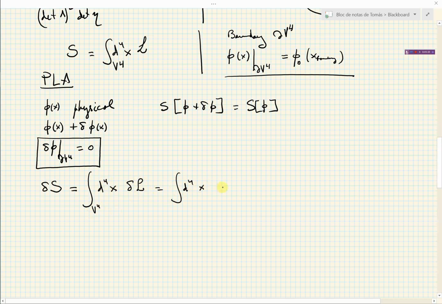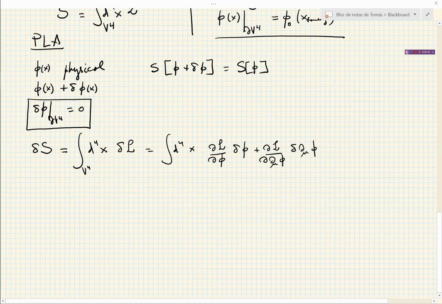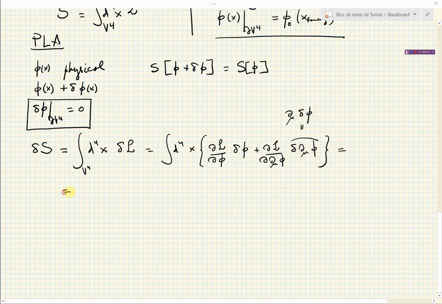So this variation will be, now we take the derivatives with respect to phi and the derivatives of phi. This is essentially the chain rule, and also the derivatives of the derivatives of phi, and nothing else, because we have assumed that L does not depend on higher derivatives of phi and does not have explicit dependence on the coordinates either. And in order to find something only proportional to delta phi, you have to do something with this term. Since delta does not act on the coordinates, the partial derivative with respect to coordinates commutes with delta, and this will be equal to partial mu delta phi, just as we did in the mechanical case. And next we must integrate by parts.